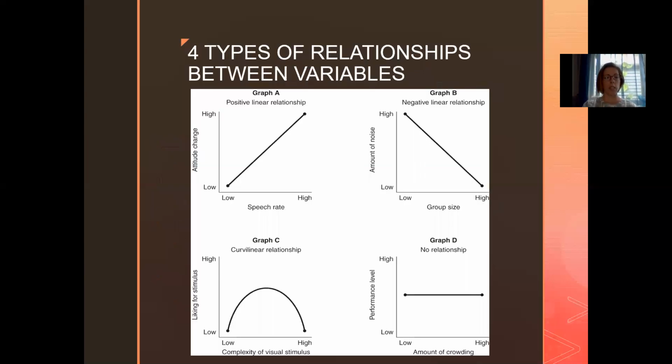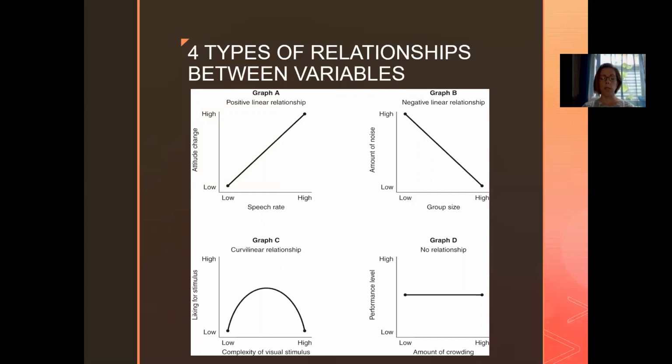Okay. So here's a graph that helps a little bit. So if you see in graph A, top and to your left there, as one variable is decreased, the other one is decreased. As one is increased, the other one is increased. So they're increasing together, decreasing together. That is a positive relationship, positive linear relationship. Graph B is a negative linear relationship. As one is low, the other one's high, right?